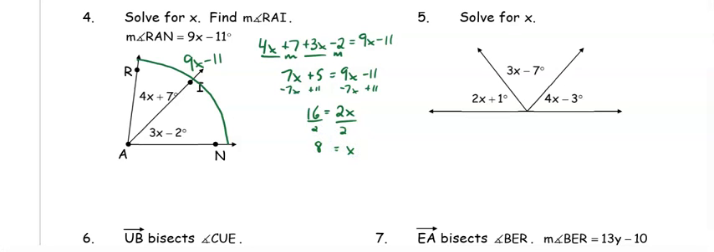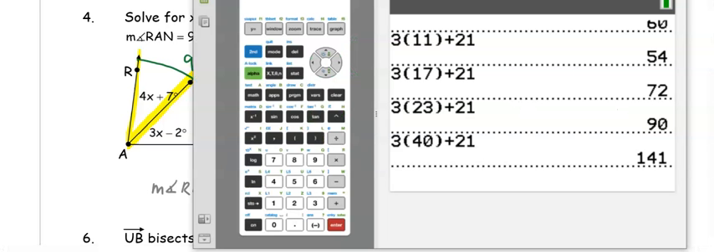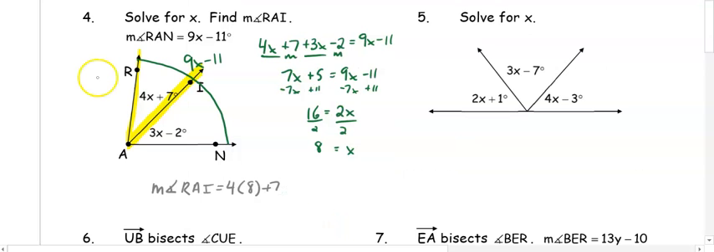Once we know x is 8, we want to find the measure of angle RAI, which is the 4x plus 7. So we are going to substitute. The measure of angle RAI is going to equal 4 times 8 plus 7. So in our calculator, 4 times 8 plus 7 gets us 39 degrees.